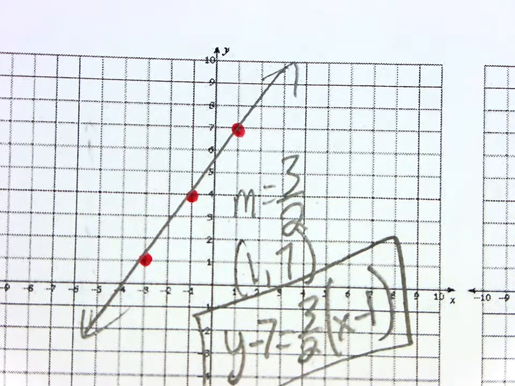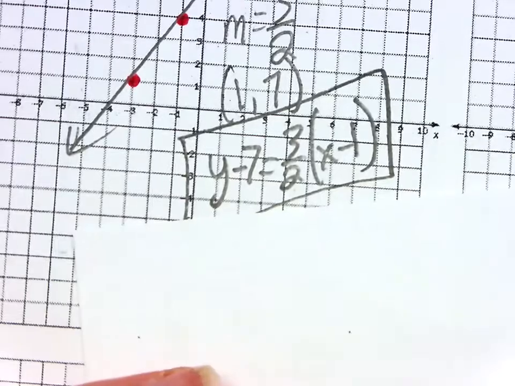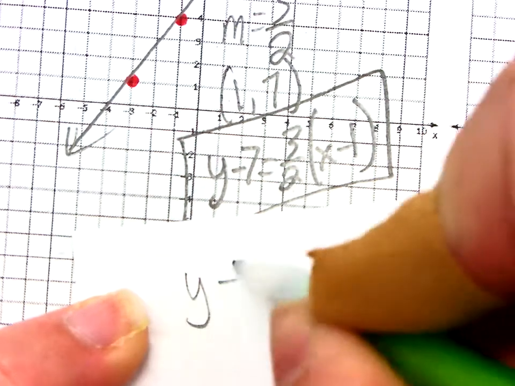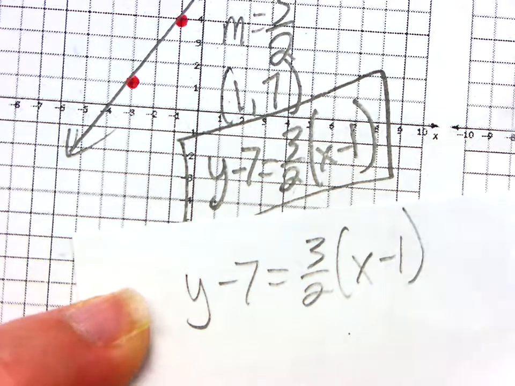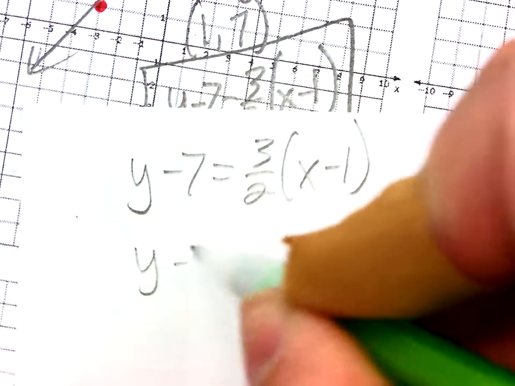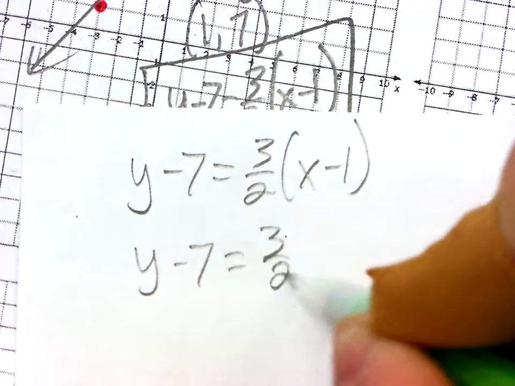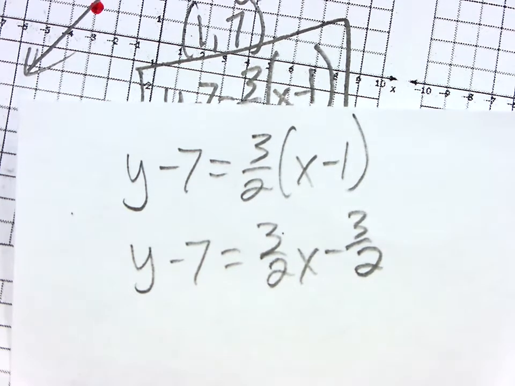Should we do it? Let's change this one into standard form, just because we haven't done one like that. So let me just rewrite this on this paper. If your final answer has to be in standard form, start by distributing. y minus 7 equals 3/2 x minus 3/2. And then what are you going to do? I should be more clear: standard form with integral coefficients.